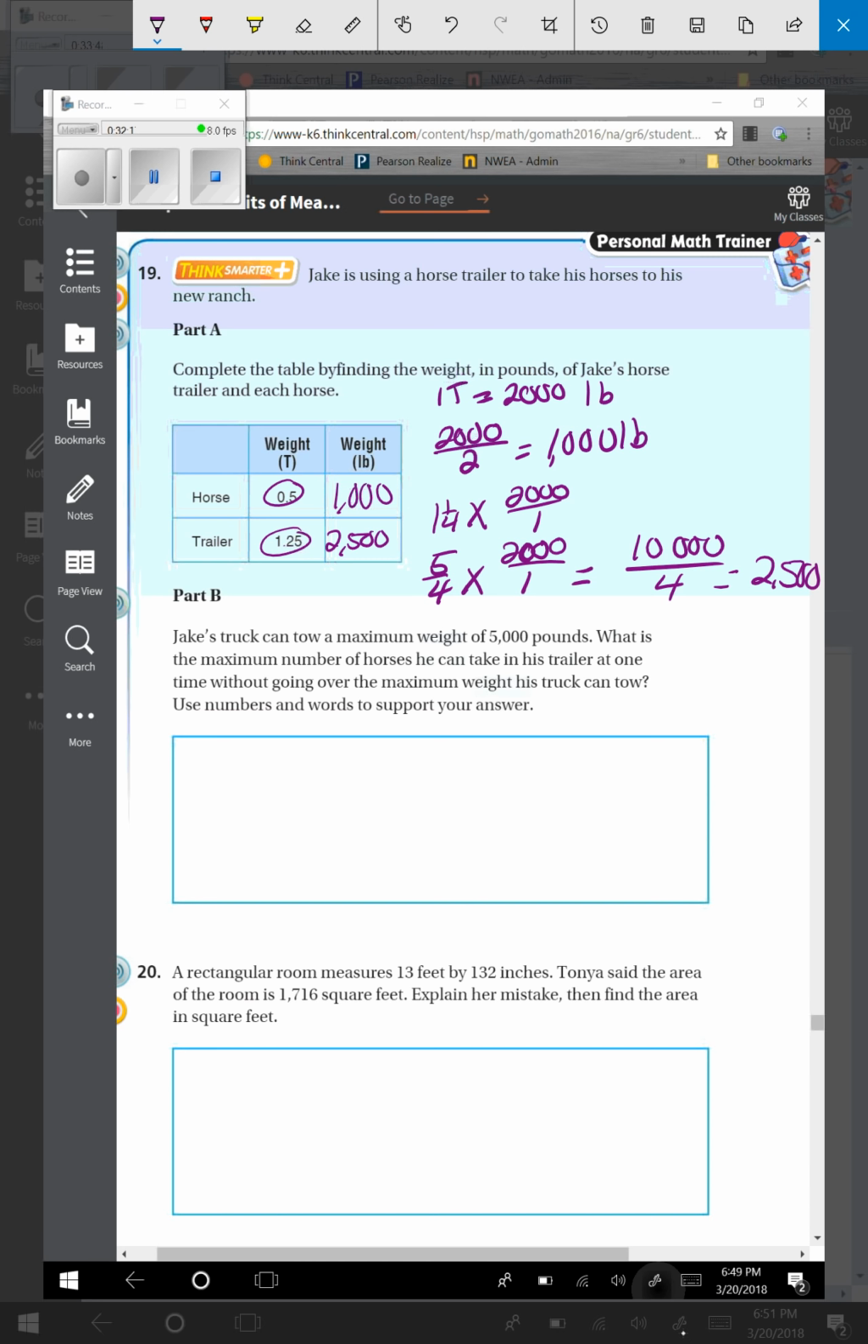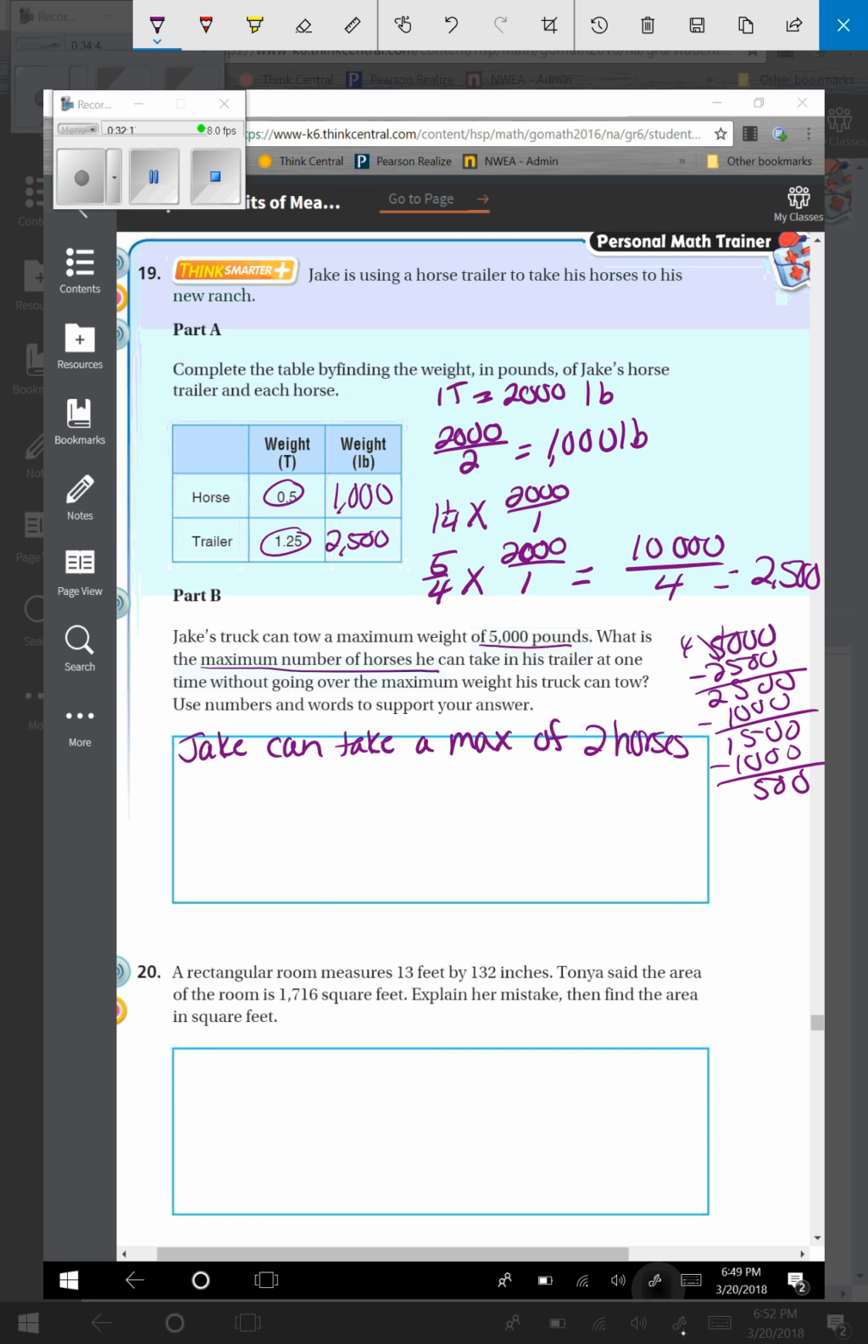Jake's truck can tow a maximum weight of 5,000 pounds. What is the maximum number of horses he can take in his trailer at one time without going over the maximum weight his truck can tow? Use numbers and words to support your answer. So Jake can take a maximum of, so let's see, we have 5,000 maximum, we got to minus the trailer, 2,500, which leaves 2,500, and then the horse is 1,000, which leaves 1,500, and then another horse leaves us with 500, so he can take 2 horses in his trailer at one time.